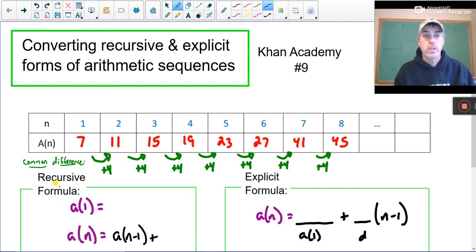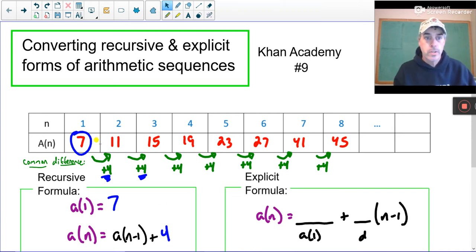Okay, so for the recursive formula, on this Khan Academy, they're going to ask you some recursive formula questions, like what's a of 1? Well, a of 1 is this number right here. It is the first term. So I'm going to type in a 7 there. A of n equals a of n minus 1 plus something. And so they're going to ask you to write in another number here. This number that they want you to write in here is going to be that common difference. So I'm going to put in a 4.